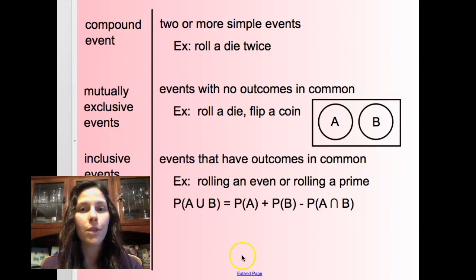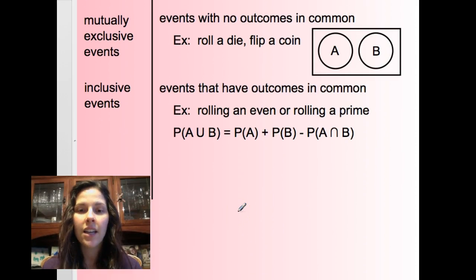The first is mutually exclusive events. These are events that cannot occur at the same time. So for example, if you roll a die, you can't get the same outcome that you can get when you flip a coin. So those would be mutually exclusive. Looking at our Venn diagram, those would be two circles that do not overlap at all. And then we'll have inclusive events, and these are events that have outcomes in common. So when you find the probability of mutually exclusive events, you simply add the two probabilities together.